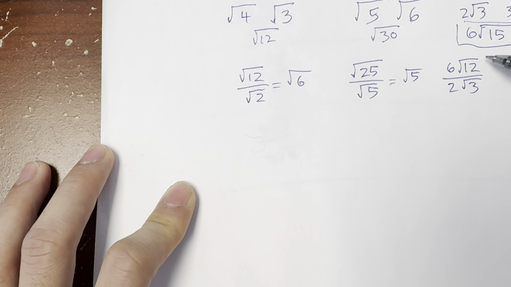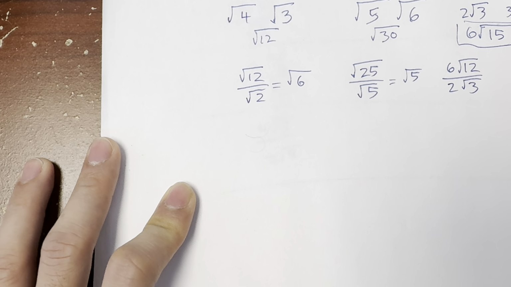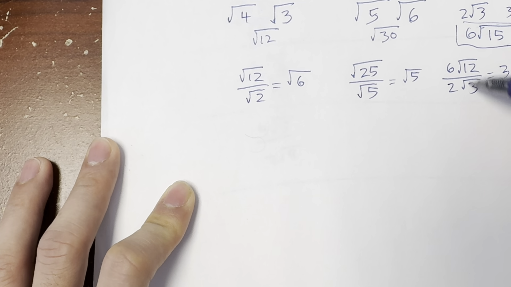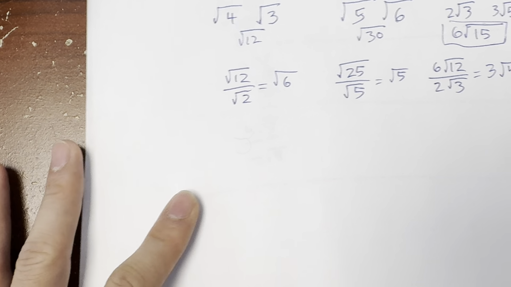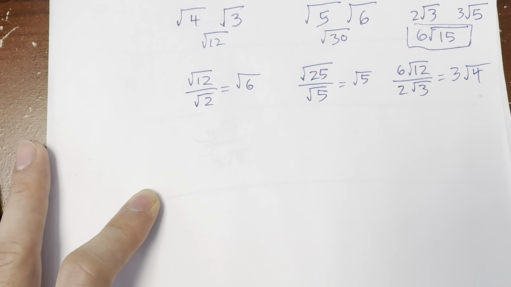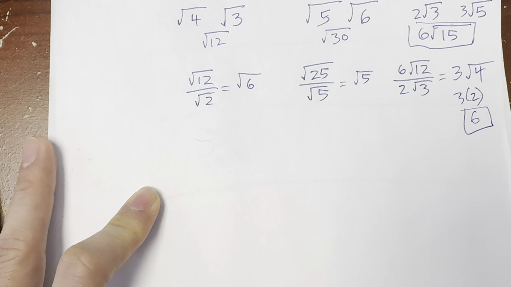Now, again, outside number, inside number, outside number, inside number. So the coefficient is on the outside. 6 divided by 2 is simply going to give me 3, and root 12 divided by root 3 is going to give you root 4. And that's it. Obviously, you can simplify the square root of 4 when you can, so it's going to be 3 times 2, which gets you 6. And that's the answer.